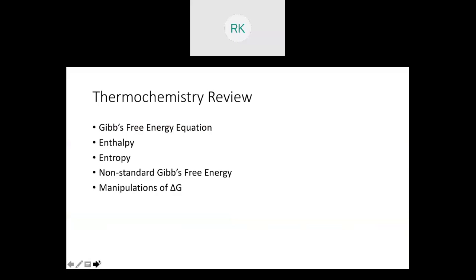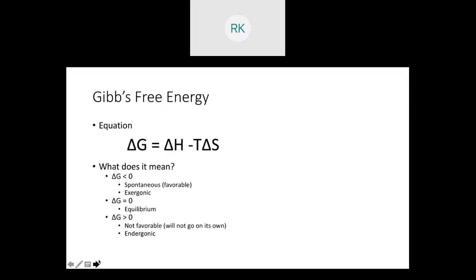Okay, jumping into the actual review portion. So thermochemistry, there's kind of 5 main points to hit on, right? There's Gibbs free energy, which is broken down into components of enthalpy and entropy. Then we have non-standard Gibbs free energy, and then we have manipulations of delta G. Okay, so those are the 5 main components we're going to focus on for thermochemistry in this review.